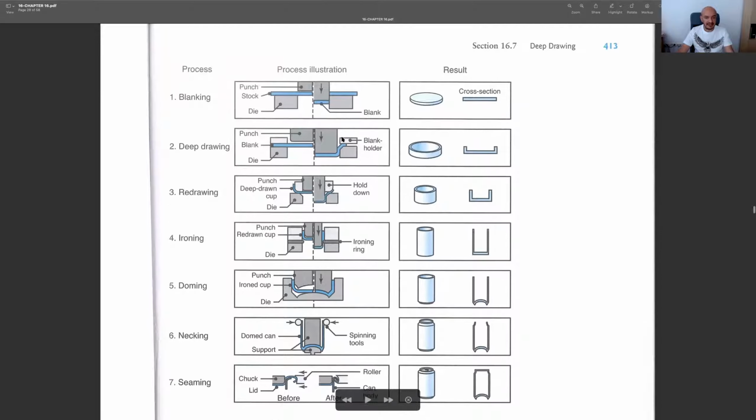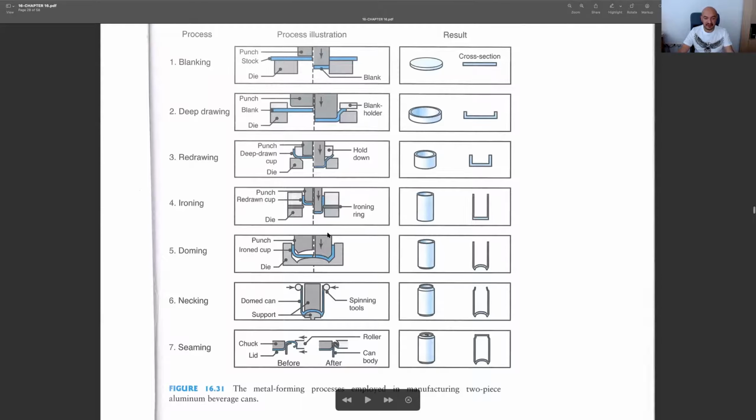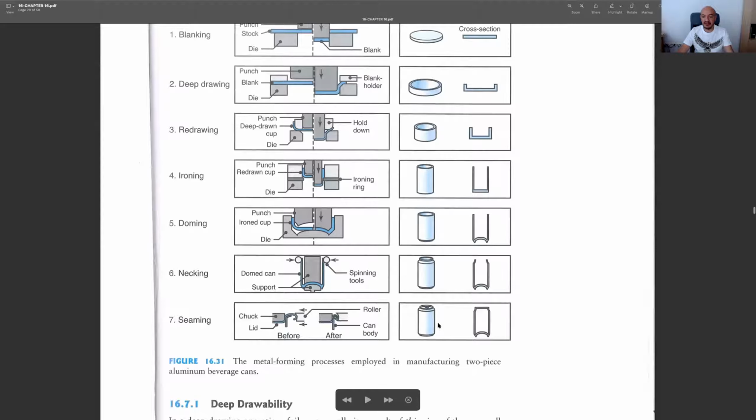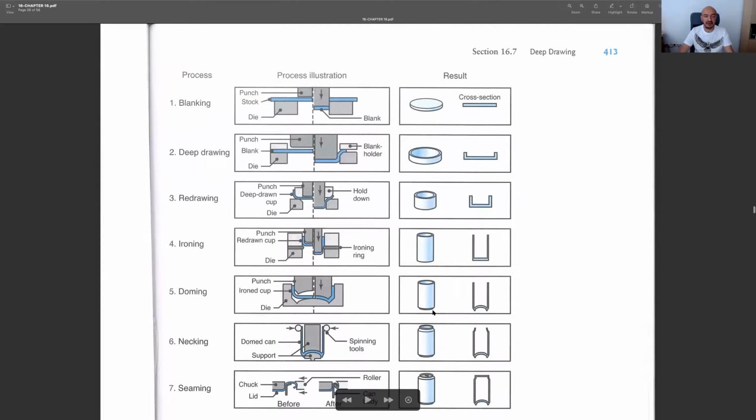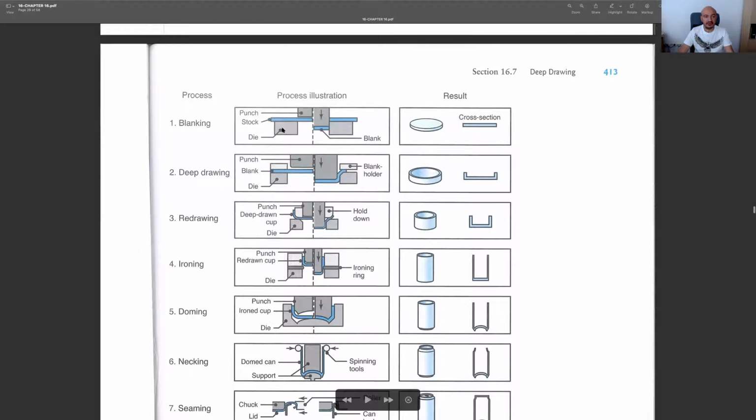And here you can see the processes to obtain a beverage can. Let's have a look at them one by one. The first process is blanking, and with the help of this blanking process, what we obtain is a circular shape. And then later what we do is deep drawing.